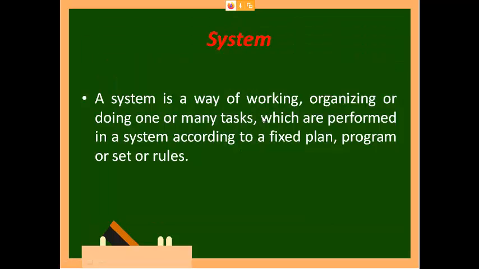Okay, now the word system we repeatedly say, so we should know what a system is. A system is a way of working, organizing, or doing one or more tasks. For example, I will say a wiper. I have told car wiper. So the car wiper is a system. What is the role of the system? To remove water from the glass.